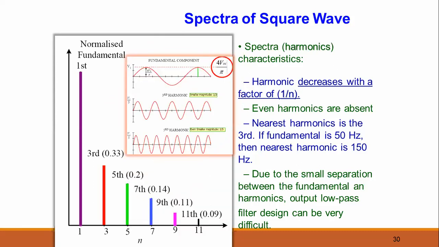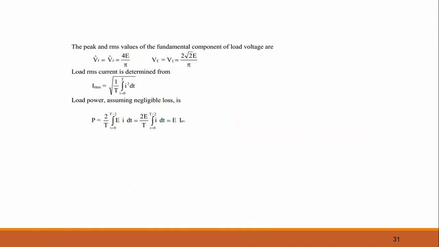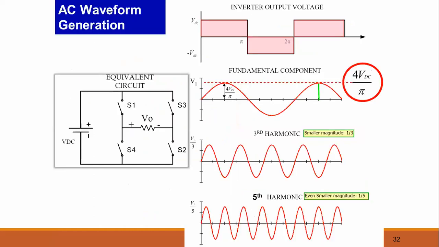So this is the fundamental component, this is the third harmonic, and the other one is the fifth harmonic. These are its peak values and RMS values of voltages, currents, and powers. Now, AC voltage generation. This was the square waveform, and this was the output for the square waveform. If we apply a filter over here, we can extract the fundamental component, the third harmonic, and the fifth harmonic from it.